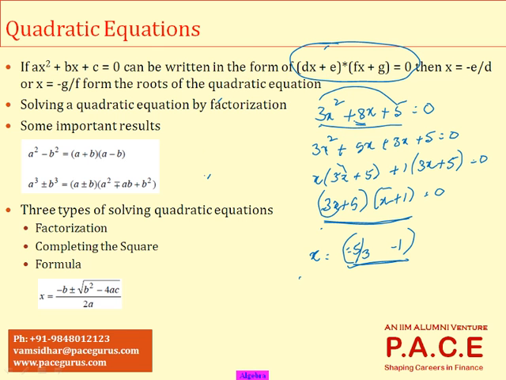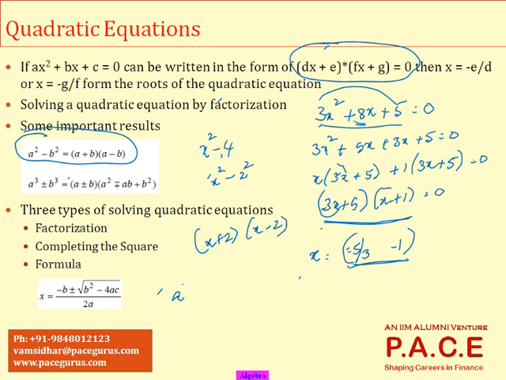Based on that, some of the important results you have to go with are a squared minus b squared, which is nothing but a minus b into a plus b. So if I get x squared minus 4, which is nothing but x squared minus 2 squared, I can very well write it as x plus 2 into x minus 2. That's how the result becomes very handy. If I observe something in the form of a squared minus b squared, I can write it as a plus b into a minus b.